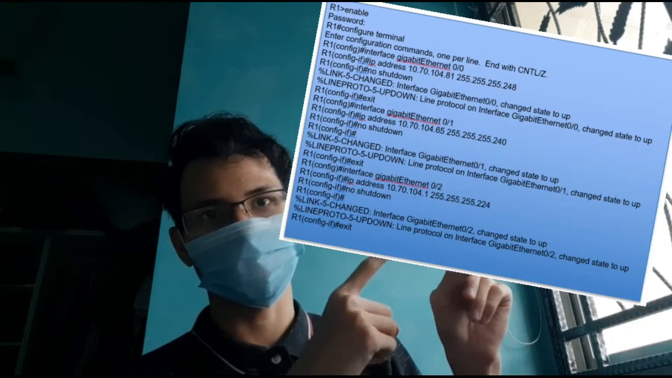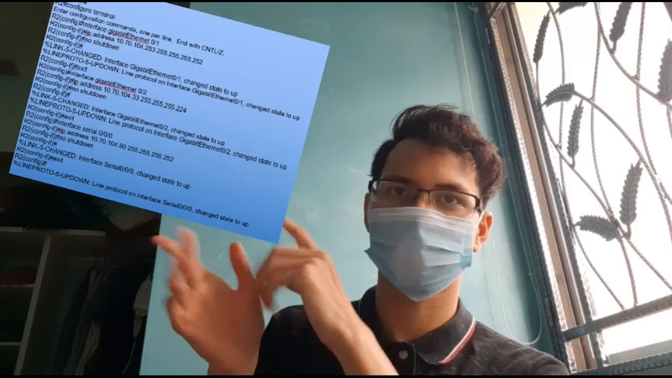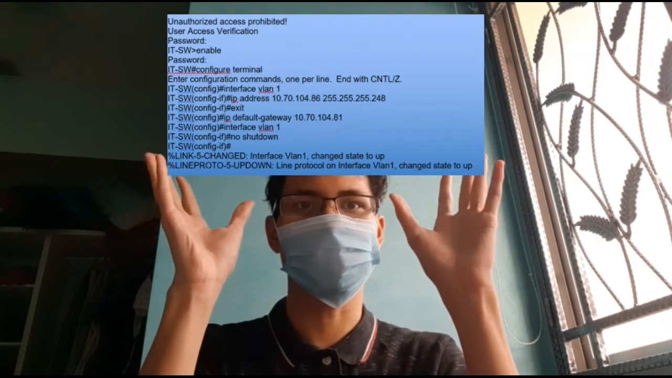Okay, this is to configure the router interface to provide network connection for R1. This one is for R2. Next, the commands to configure the switch interface to provide network connection for the IT switch. And this is to configure the switch interface to provide network connection for the marketing switch. Okay, network setup for the wireless user.